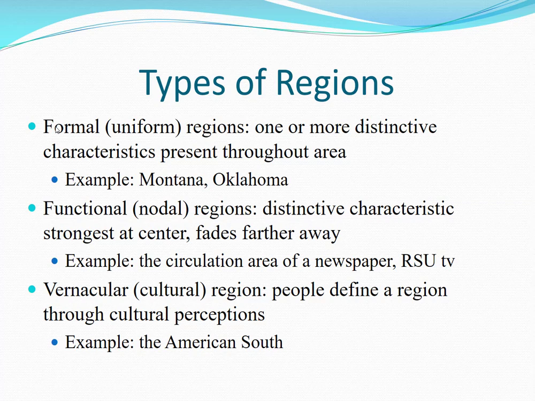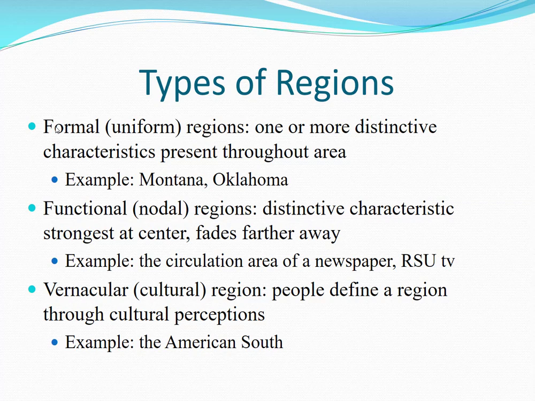A formal region is also known as a uniform region. It has distinct characteristics. For instance, the state of Oklahoma, the state of Montana, or Texas are referred to as formal regions. They have a clear-cut boundary line. Furthermore, there are one or two characteristics that make each of those states distinct. For instance, there might be a driving law in Oklahoma, which is applicable to everybody living and driving in Oklahoma. So a formal region typically has a clear boundary.